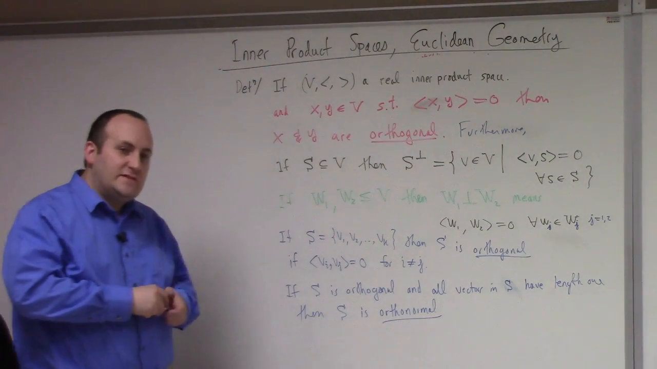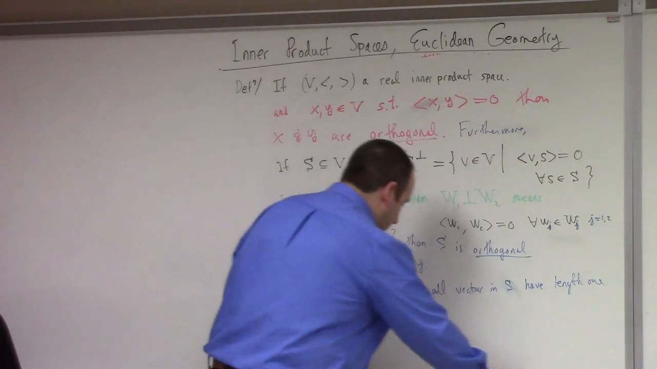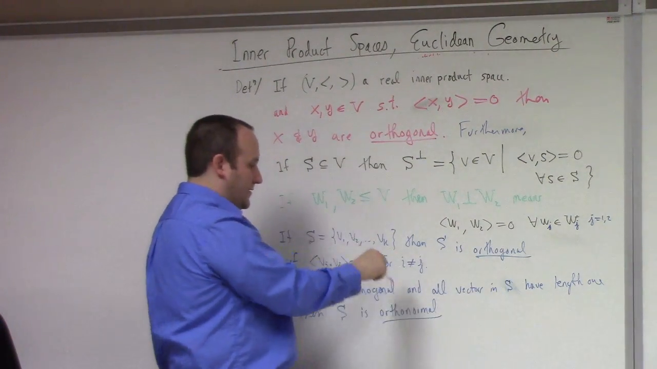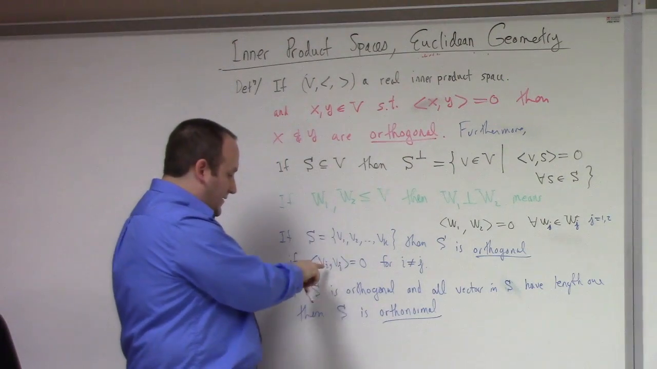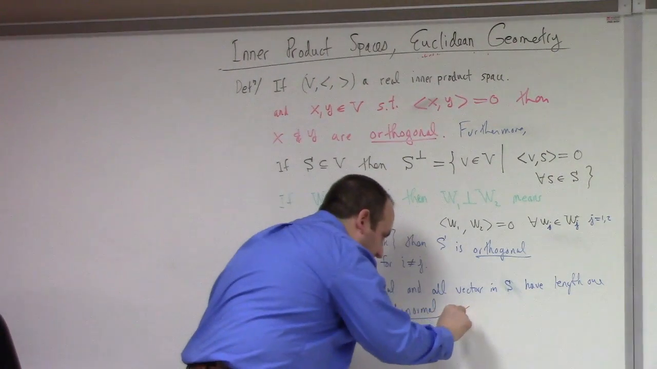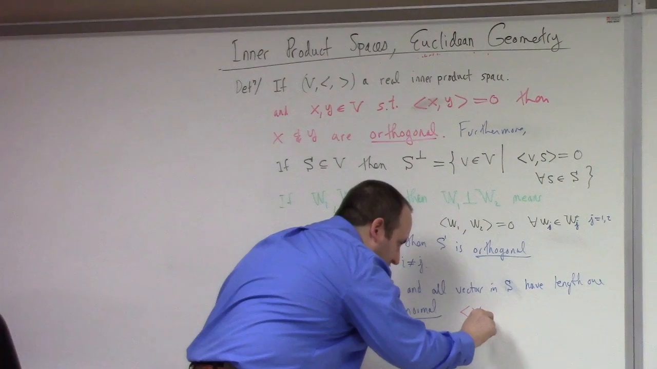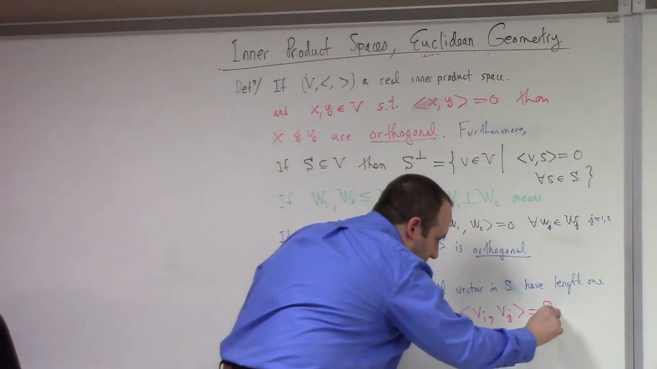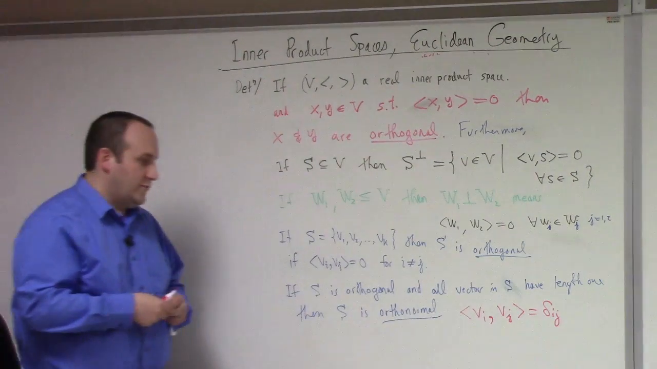If you want an equation to compactly tell you what orthonormality is, given the same S up here, instead of just saying it's equal to 0 for i not equal to j, I could just say Vi inner product with Vj is equal to the Kronecker delta ij. That would concisely capture orthonormality.